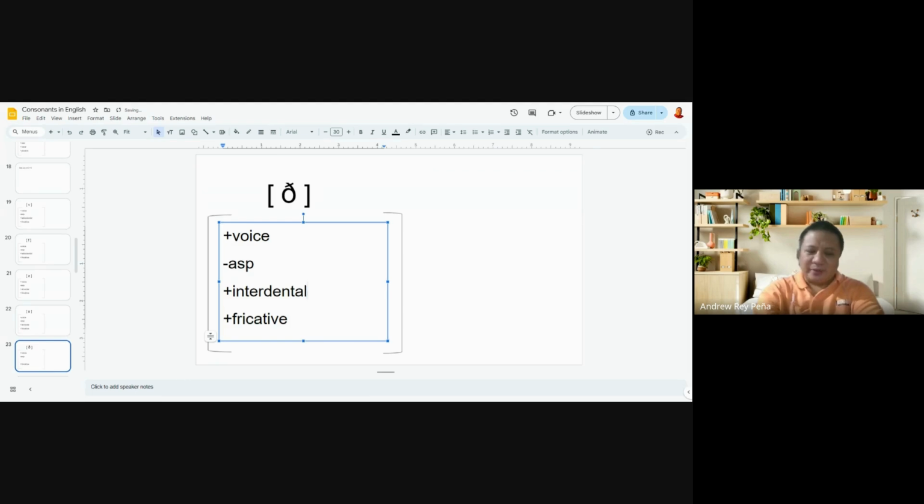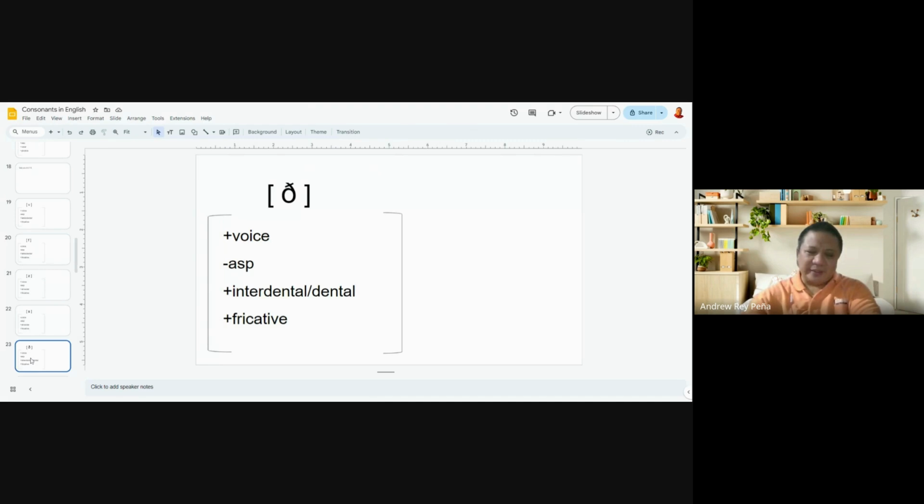interdental. So remember, inter means between, dental means teeth. So this is produced with the tongue coming between the upper and lower teeth. So that's why it's called interdental. Now you can also just call it dental. Okay, so this is voiced, unaspirated, interdental, fricative. And in pedagogy, it's called the hard th.